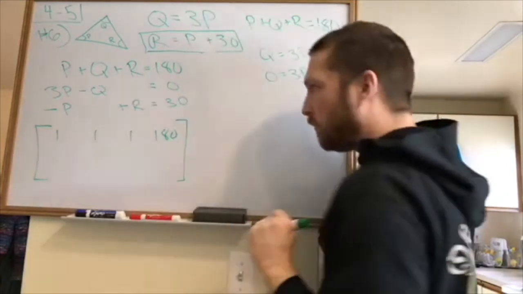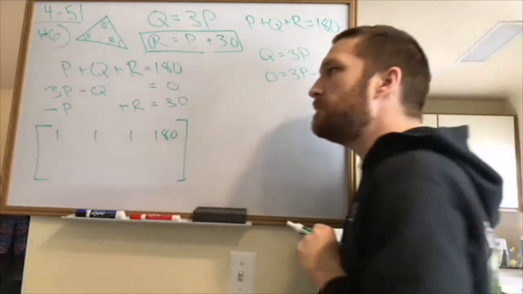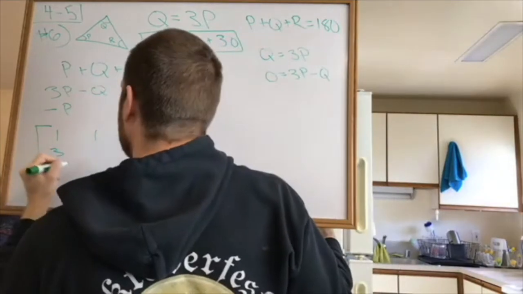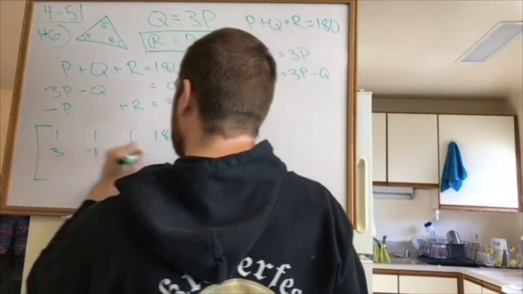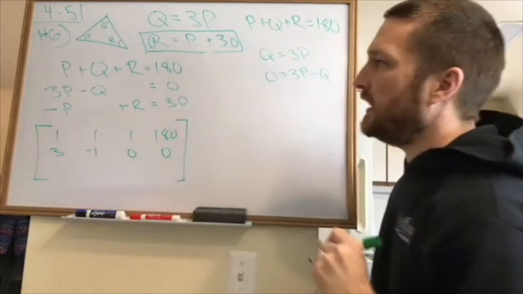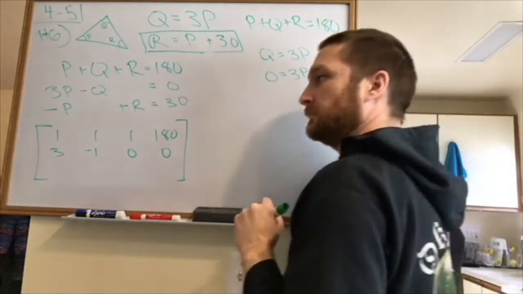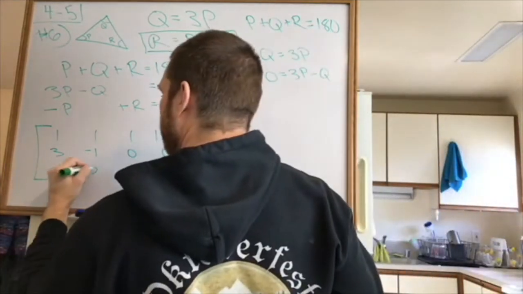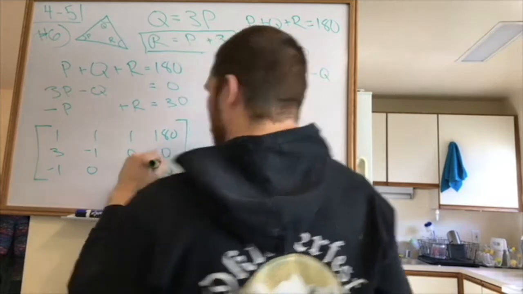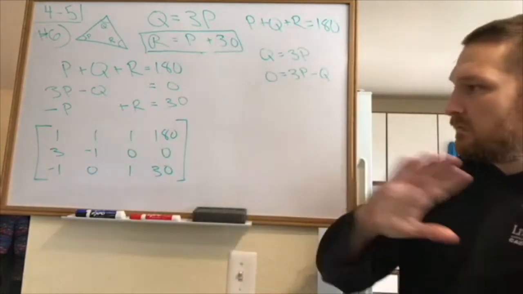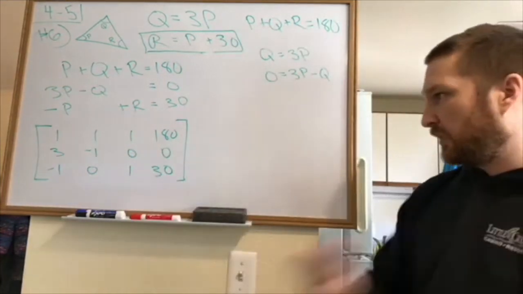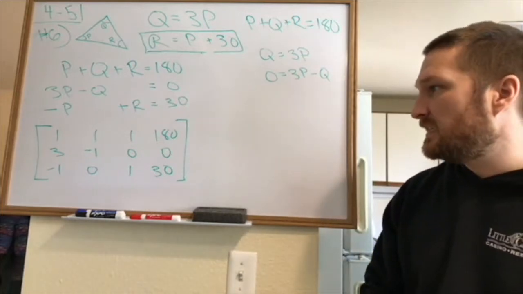180. What about my second one? 3, negative 1, 0, 0. And what about my last one? Negative 1, 0, 1, 30. And now we're into our brainless, mindless, just plug and play, right? Easy enough.